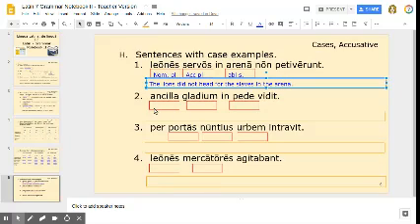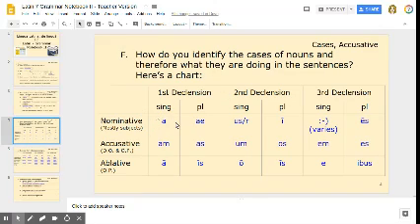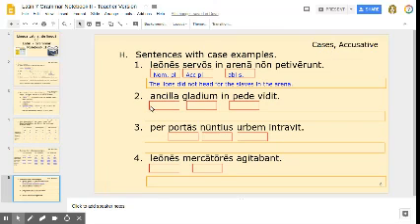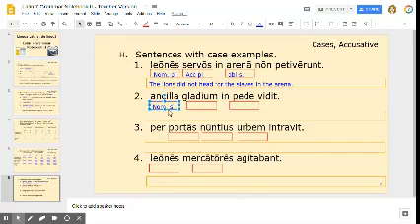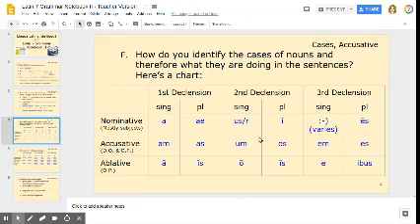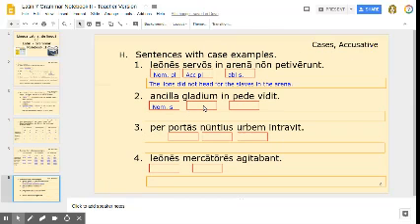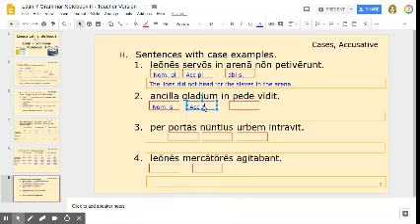Okay. Next one, ancilla gladium in pede vidit. Ancilla has the A ending. The A ending is the nominative singular ending for first declension. And ancilla is therefore our nominative singular and subject because there's no other choice for it right now. Gladium is a second declension accusative singular ending. So accusative singular, no preposition in front of it.